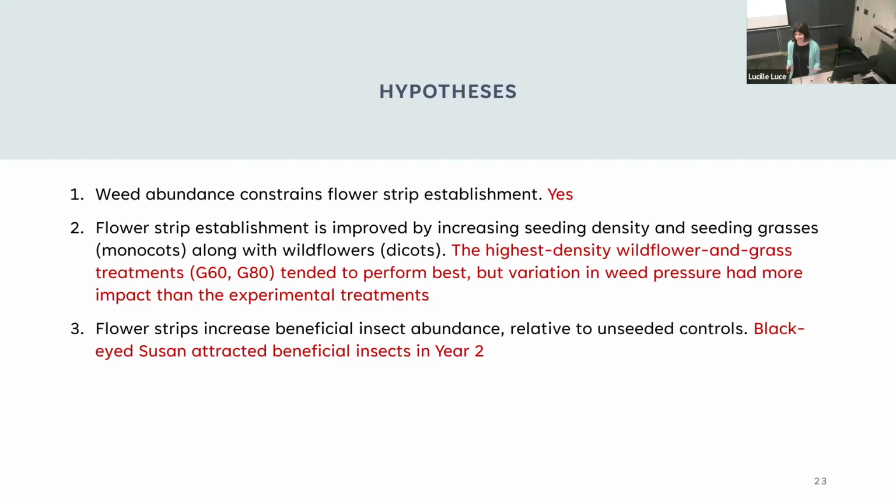The highest density treatments, that high seeding density, did translate into a high density of emerged seedlings, but not necessarily to high biomass production. I also conclude that there is some effect of this flower strip treatment on beneficial insect abundance beginning in the second year. To me, this raises kind of interesting questions about what one thinks of as a success.